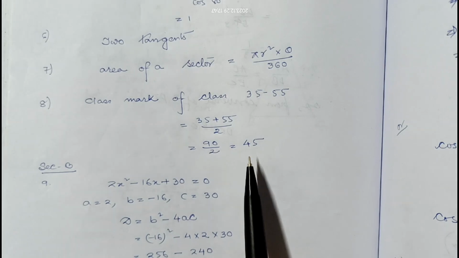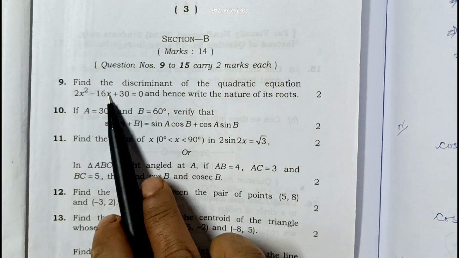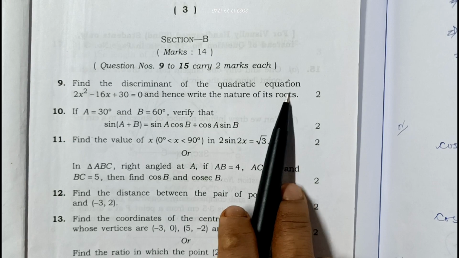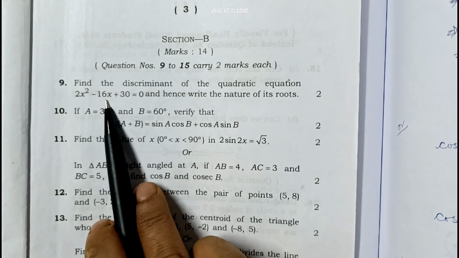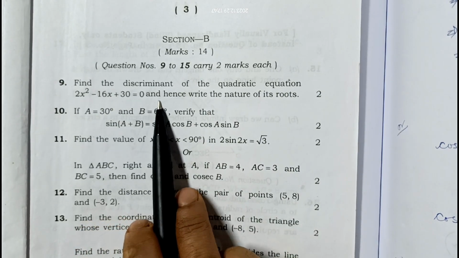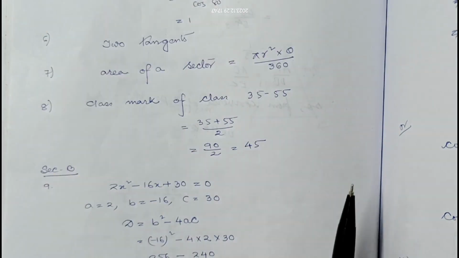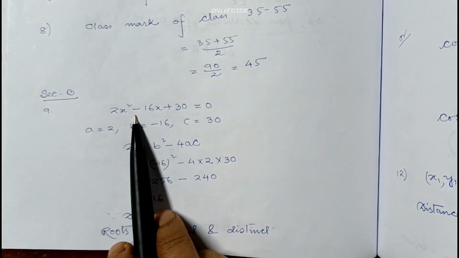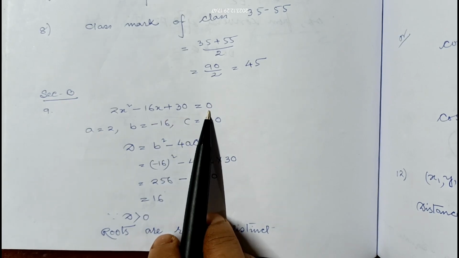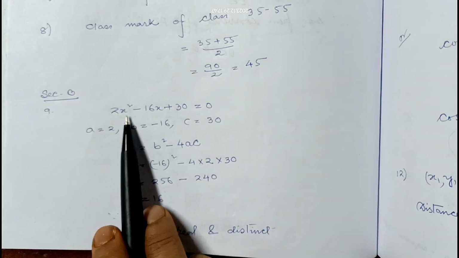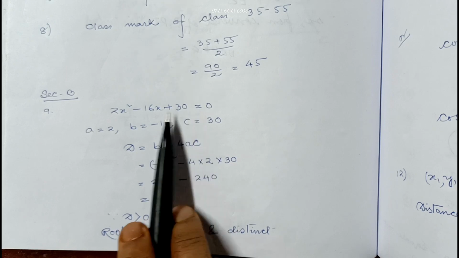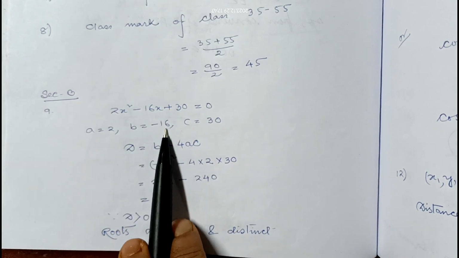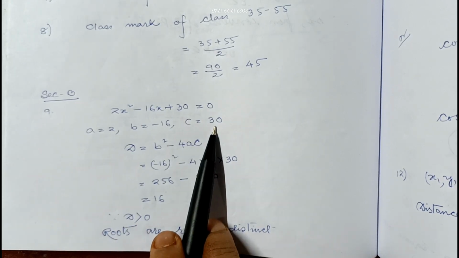In Section B, first question, it is given: find the discriminant of the quadratic equation 2x square minus 16x plus 30 equal to 0, and hence write the nature of its roots. Here the equation is 2x square minus 16x plus 30 equals 0. If I compare with ax square plus bx plus c equal to 0, then a will be 2, b will be minus 16 and c will be 30.